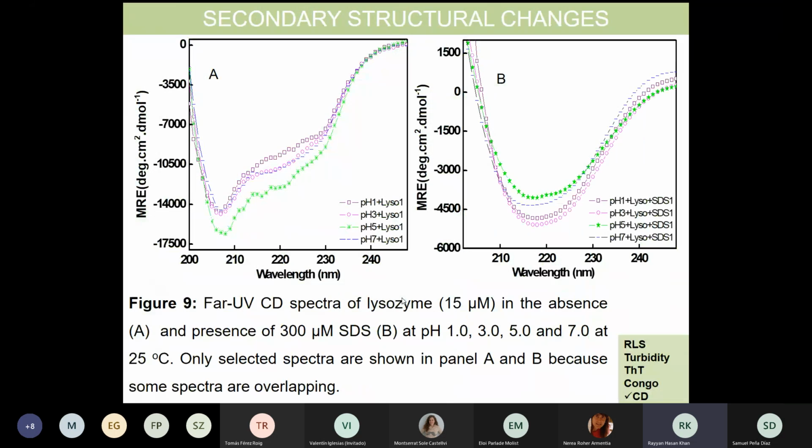Now the CD measurement that was performed. These are some representative spectra shown at pH 1, 3, 5, and 7. This is an alpha-beta class of protein, and this is in the presence of SDS.